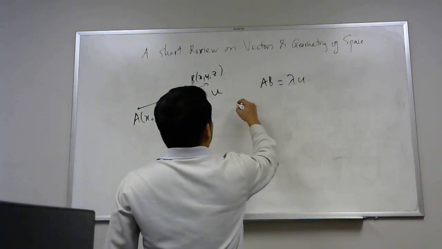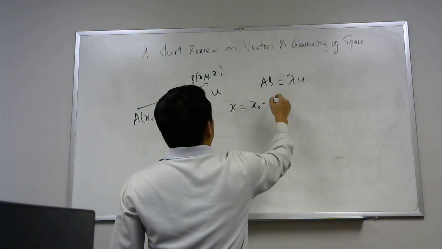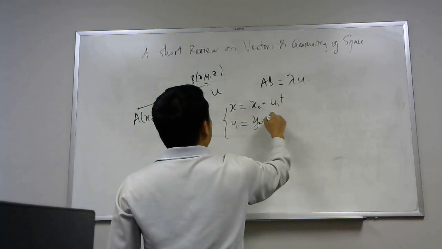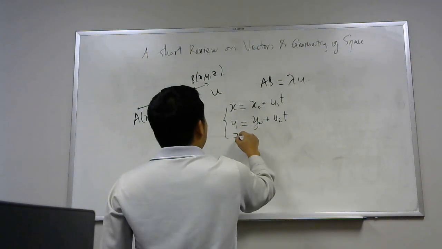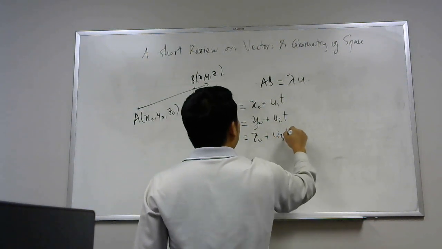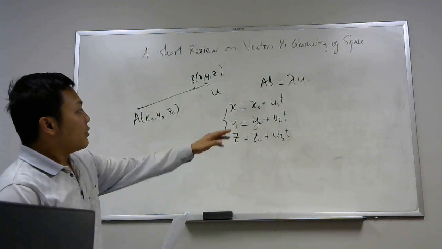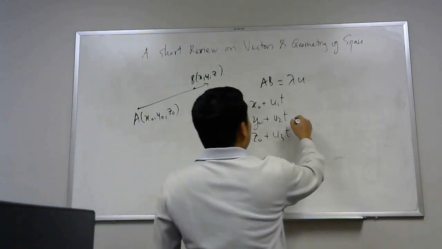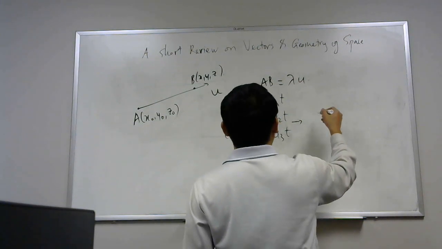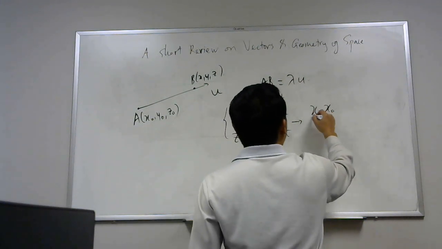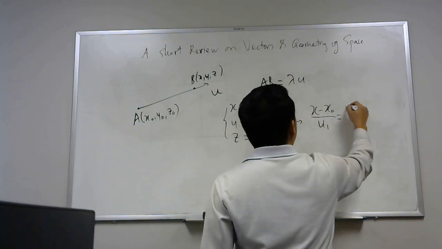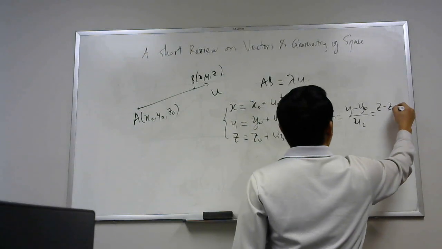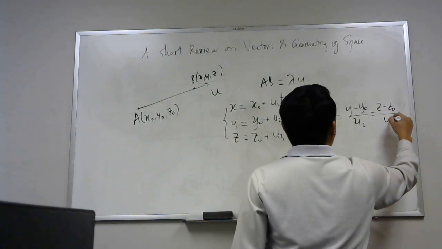So you might have x equal to x0 plus u1t, and then y equal to y0 plus u2t, and z equal to z0 plus u3t, where u1, u2, u3 are the coordinates of this vector. Or you might have the canonical form of this straight line, which is (x minus x0) over u1, (y minus y0) over u2, and (z minus z0) over u3.